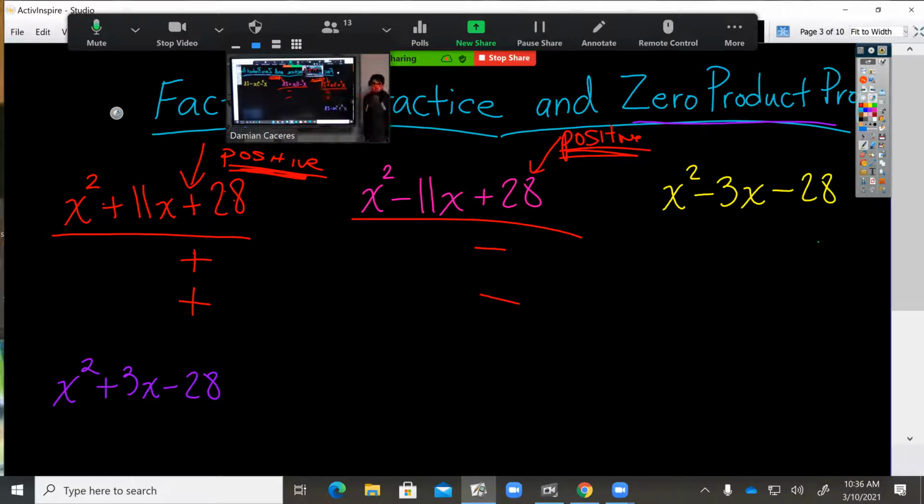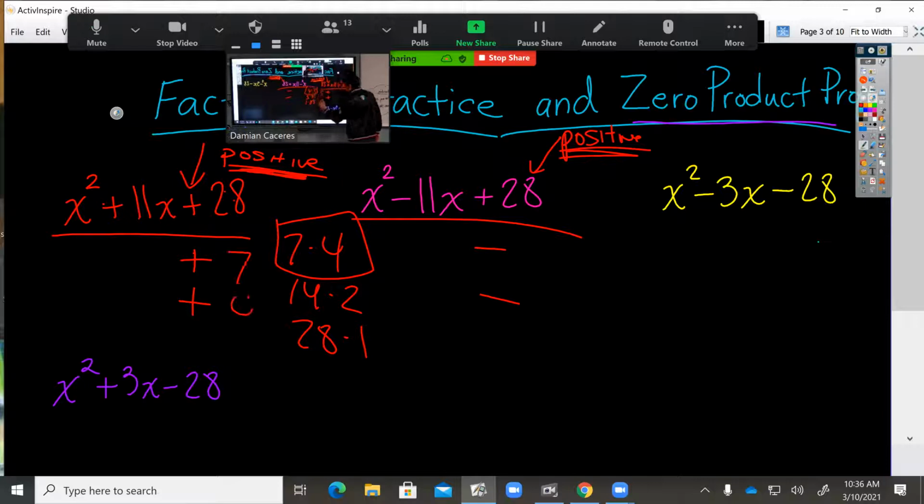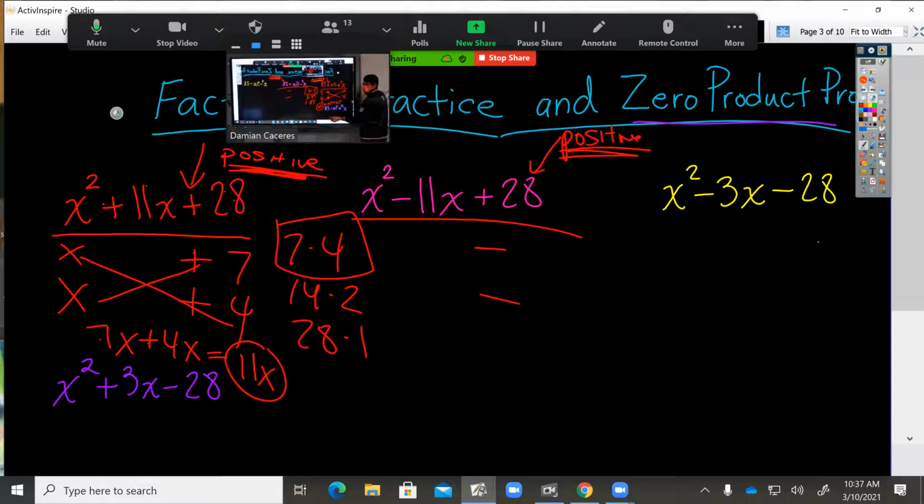Now, what times what is 28? It could be 7 times 4, 14 times 2, or 28 times 1. Which set of numbers can give you 11? 7 and 4. Now, step 3 was cross multiply and verify that you get the correct middle number. So 7 times x, 7x, x times 4, 4x, 7x plus 4x is positive 11x. Does my middle number match? Yes, it does. So my factors are the top part and the bottom part.